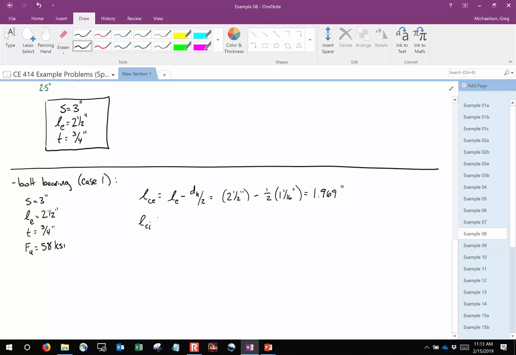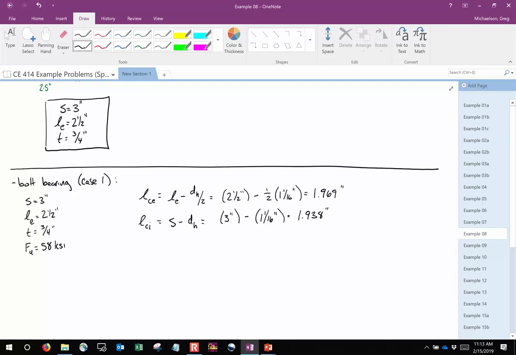All right. And then L sub C for the interior bolts, this is S minus D sub H. So this is 3 inches minus 1 1/16. And that comes out to be what? Okay, it's 1 point something. I think it's like 1.938. Yeah. So, all right, we'll do that.